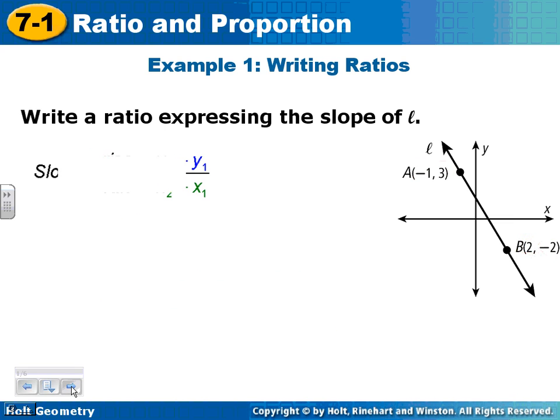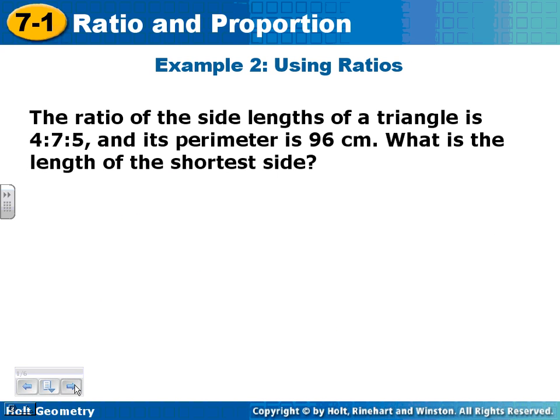Look at this next problem. Next problem. The ratio of the side lengths of a triangle is, and that's read 4 to 7 to 5. So let's just draw some random triangle and just label it randomly 4, 7, and 5. But it continues to say the perimeter is 96. What is the length of the shortest side?